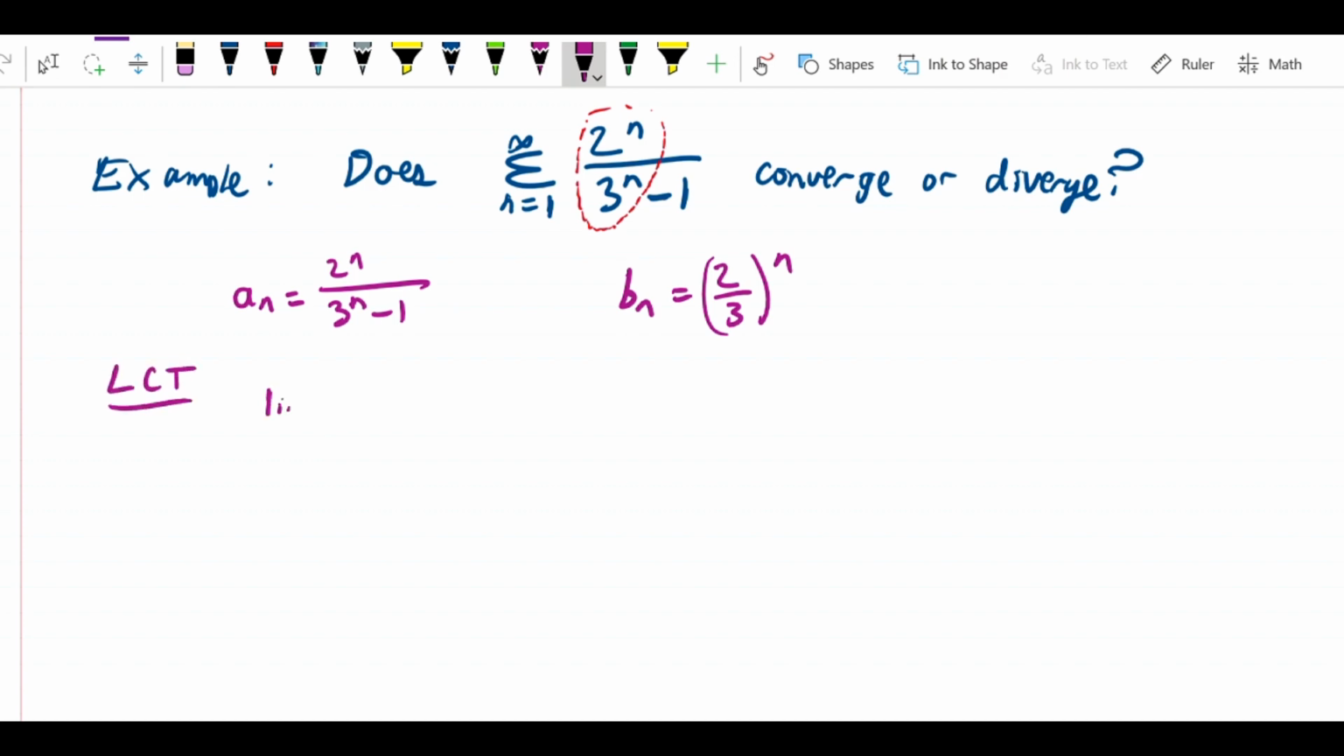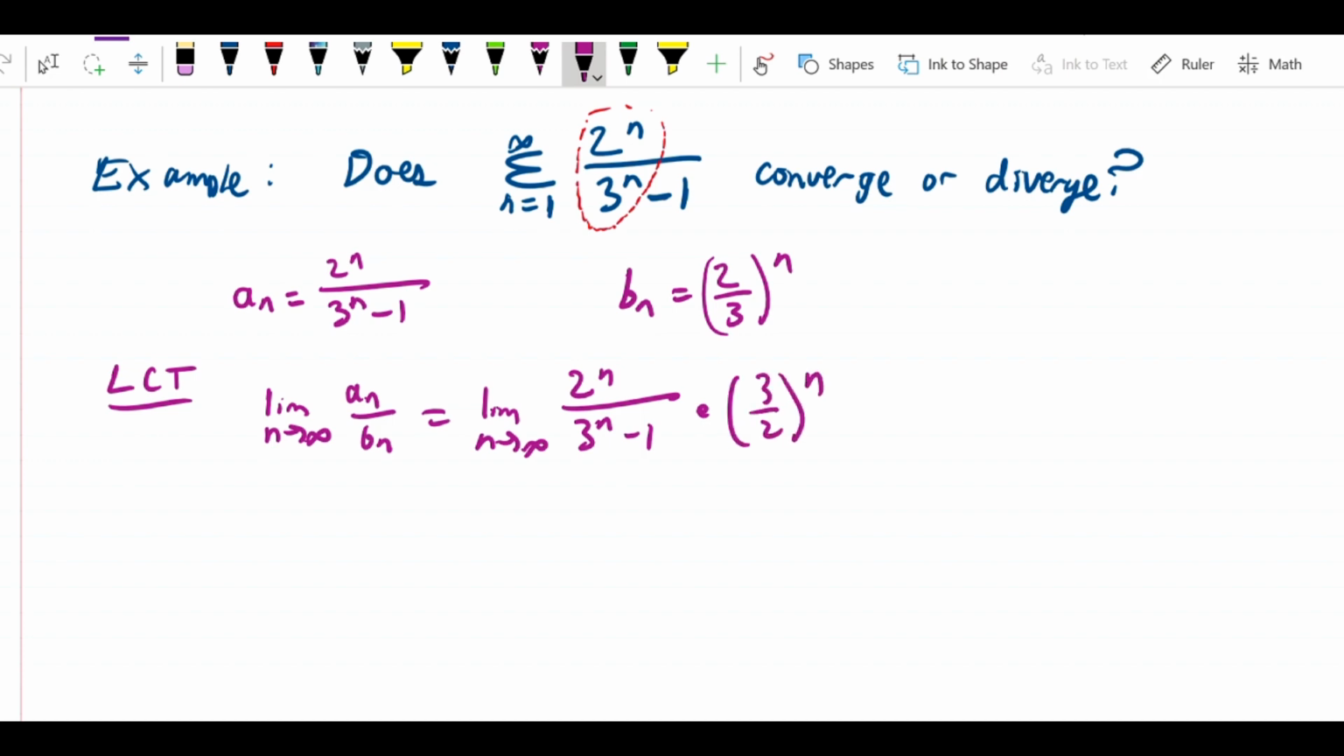So we calculate the limit as n approaches infinity of an over bn, and that's going to equal the limit as n approaches infinity of 2 to the n over 3 to the n minus 1 times the reciprocal of bn, which is going to be 3 over 2 to the n. So this is an, and this is 1 over bn.